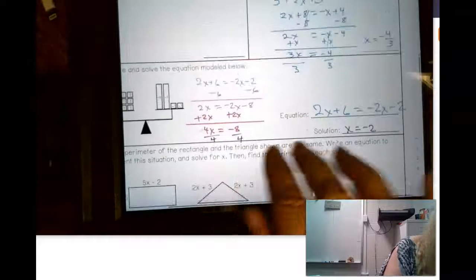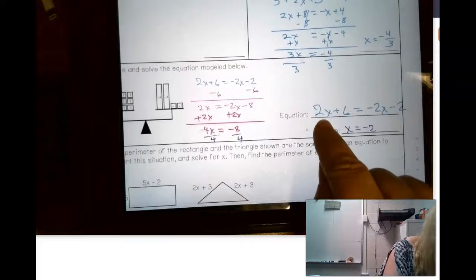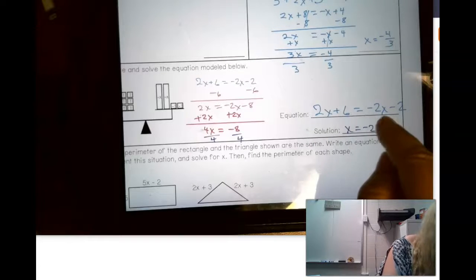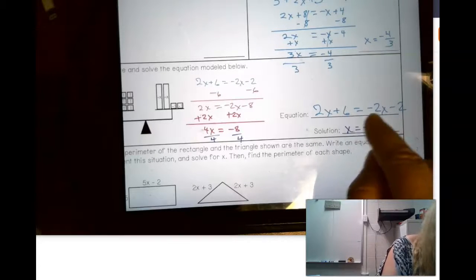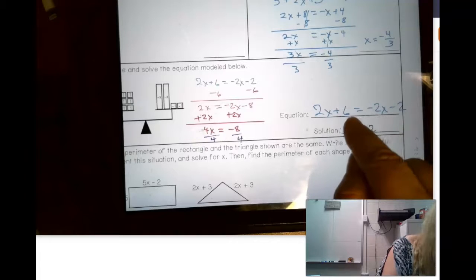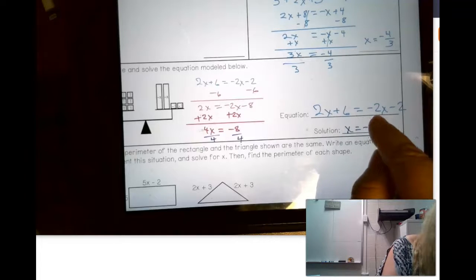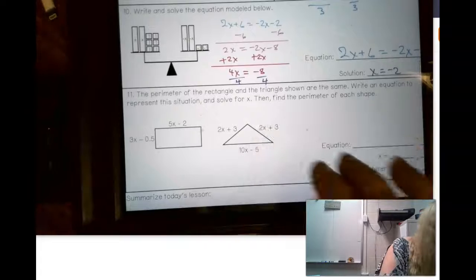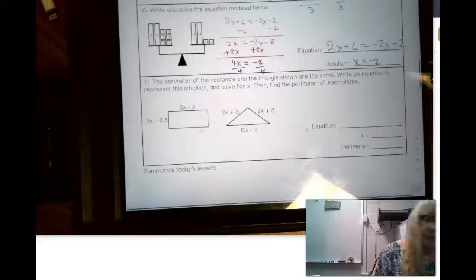And be careful, because this is a mistake that I have made in the past. I look at 2x here and negative 2x here, and I say, oh, that's going to cancel each other out. That's not true. If they're opposite signs, it will not cancel. Now, if they were both the same sign, then when I moved it over, it would be a zero pair. So just be careful about that. And that's it for today's lesson.